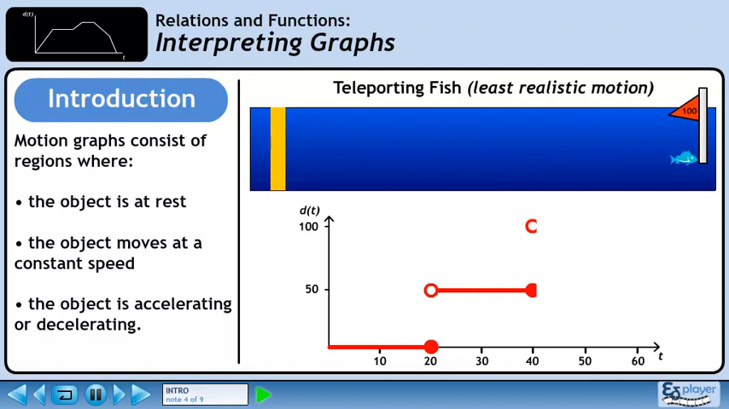This animation isn't very realistic, but it does show an important feature of motion graphs. When an object is still, the graph is a flat line. This graph is called a step graph because it sort of looks like the steps of a staircase.